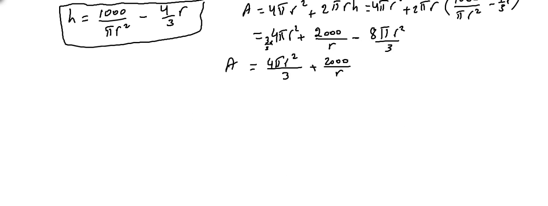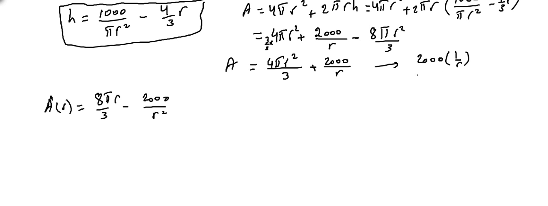To find the minimum surface area, we take the derivative of this formula, which is in terms of r. The derivative of the area in terms of r will be 8 pi r over 3 minus 2000 divided by r squared, since this term is 2000 times 1 over r, and the derivative of 1 over r is minus 1 over r squared. And we do a common denominator, 3 r squared, it's 8 pi r cubed.